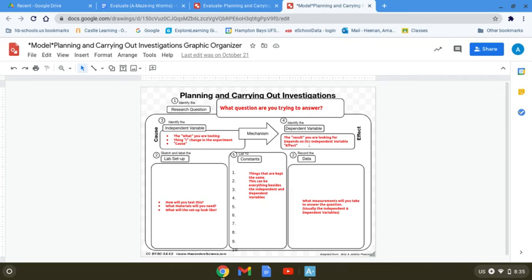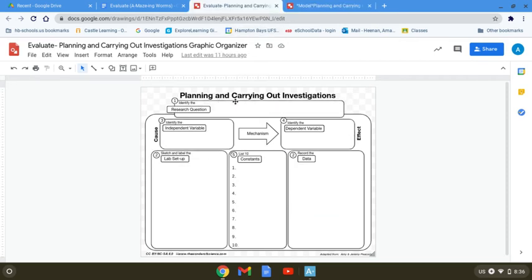Okay, your dependent variable is the results that you're looking for. It depends on the independent variable. It is the effect. Okay, the last requirement for you guys is to list 10 constants. Okay, these are things that need to be kept the same. Okay, so reading about Dr. Wheeler's experiment, you are going to identify all of these parts of his experiment in your graphic organizer.